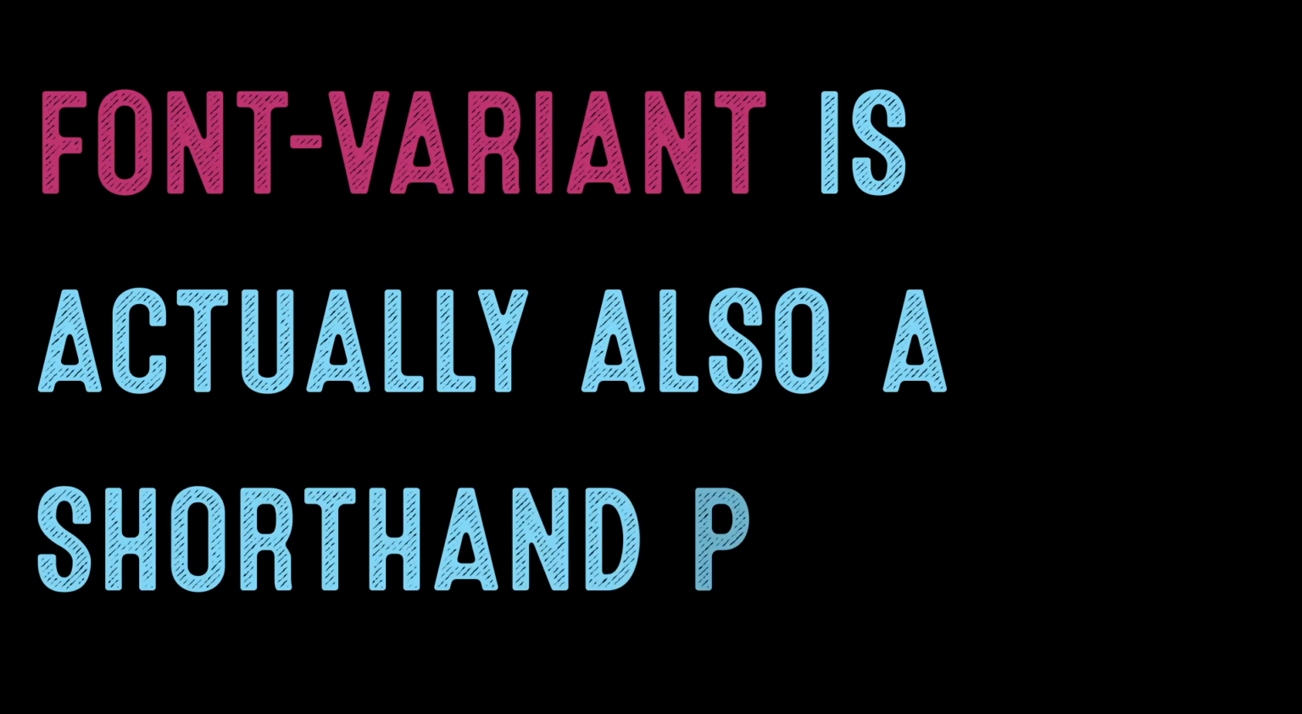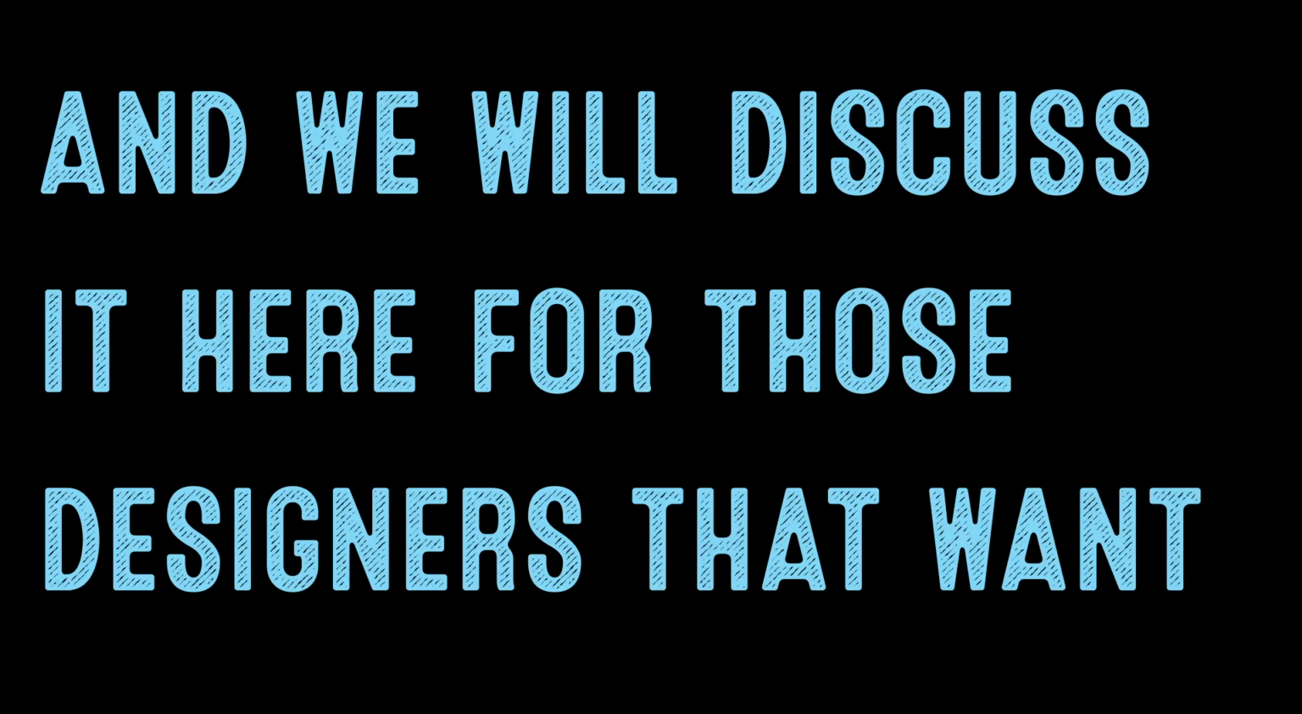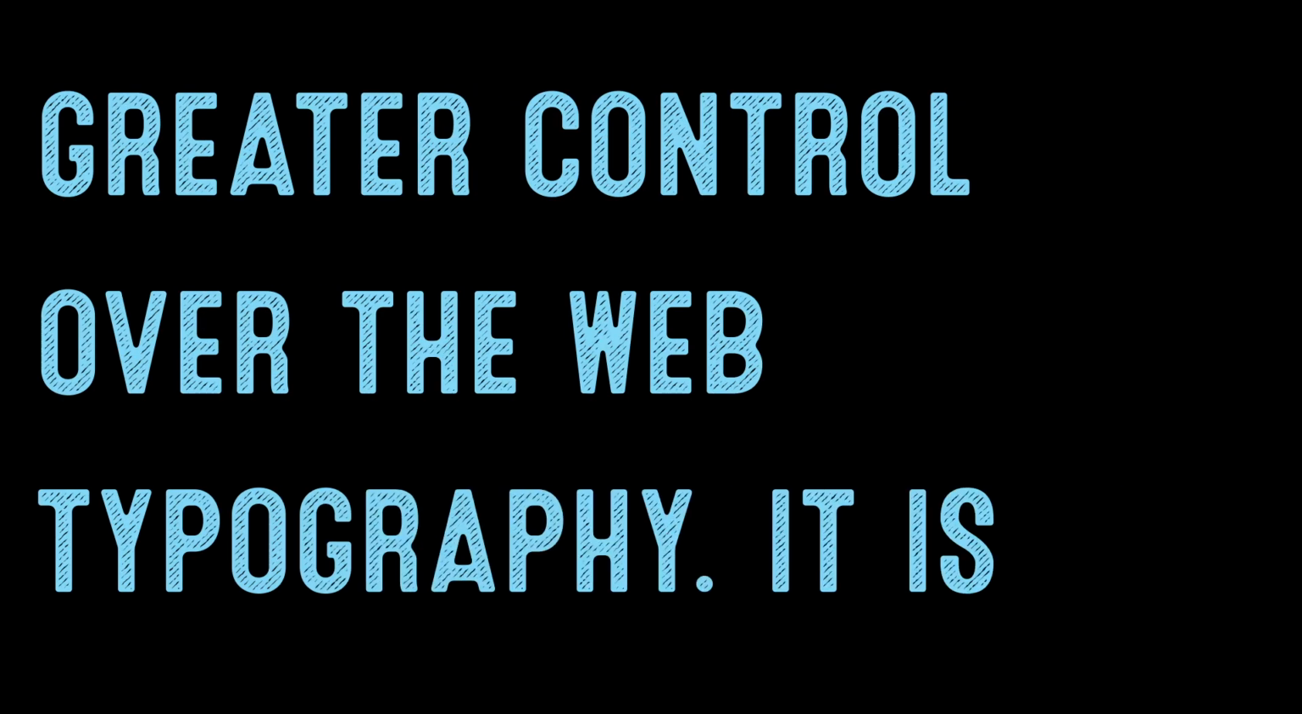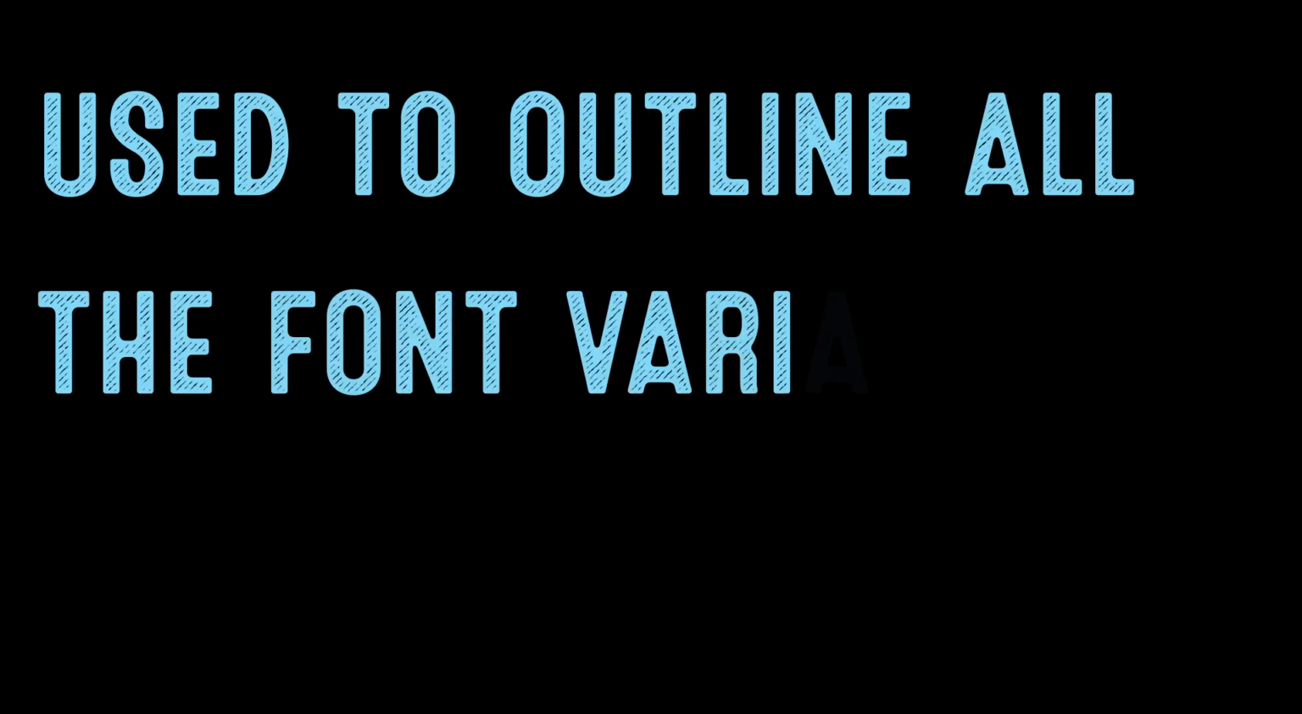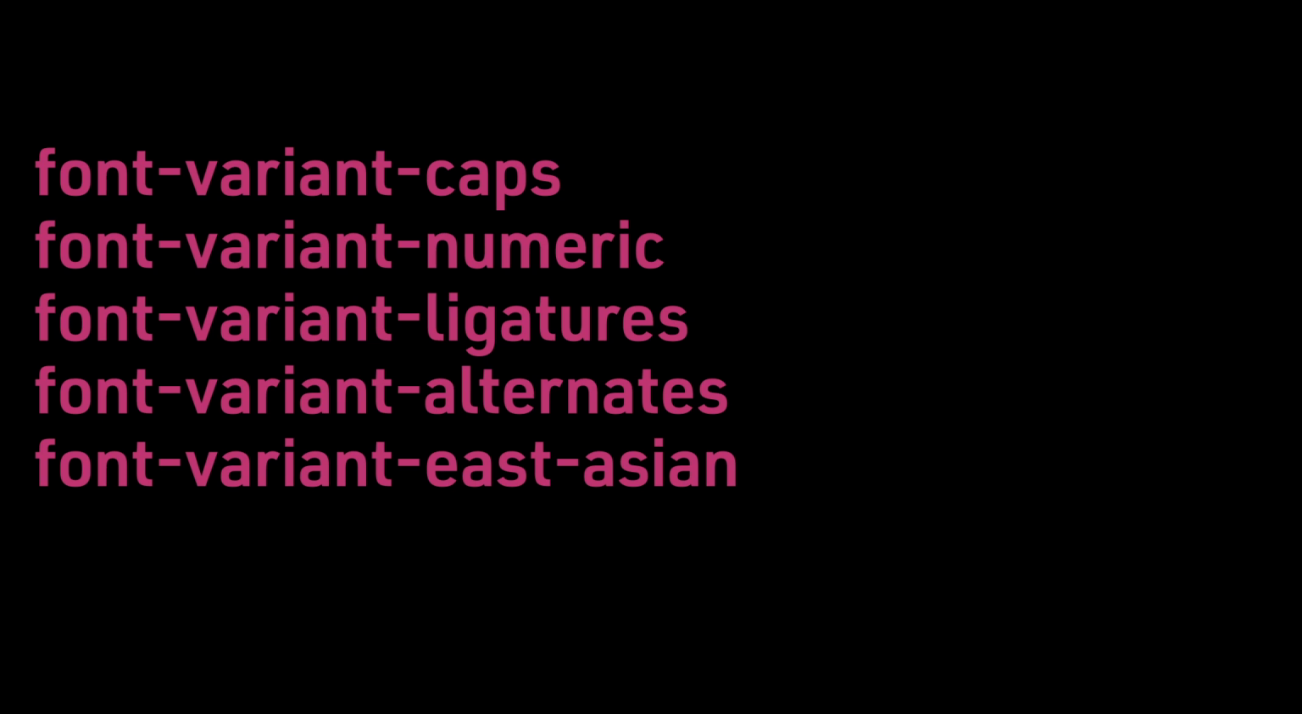The Daily Code Snippet. Font-variant is actually also a shorthand property, and we will discuss it here for those designers that want greater control over web typography. It is used to outline all the font variants for a font, including font-variant-caps, font-variant-numeric, font-variant-ligatures, font-variant-alternates, and font-variant-east-asian. We will focus on the first three options.